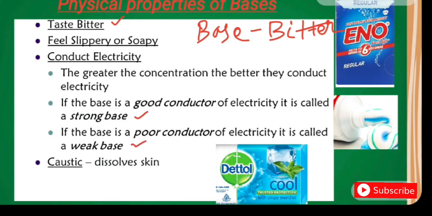These are caustic in nature, meaning when it comes in contact with your skin, it dissolves the skin, or it just makes a burn. Sometimes, if it is a strong base, it may coat your skin.